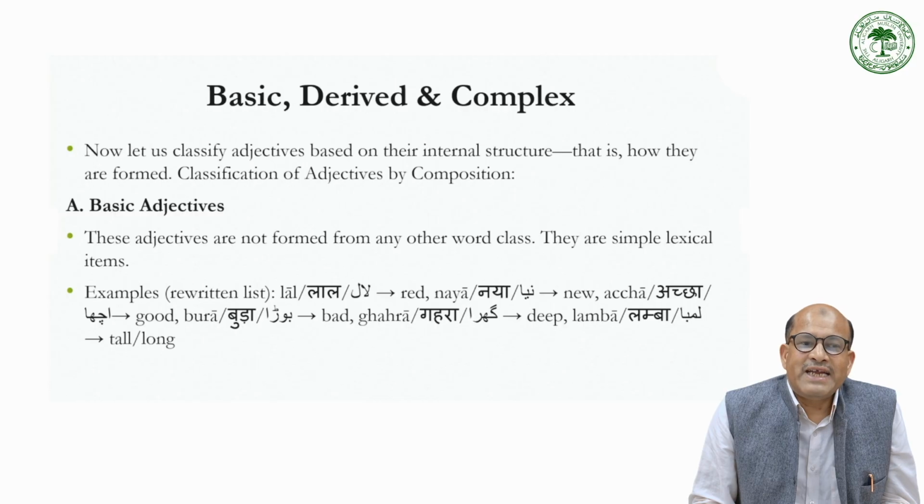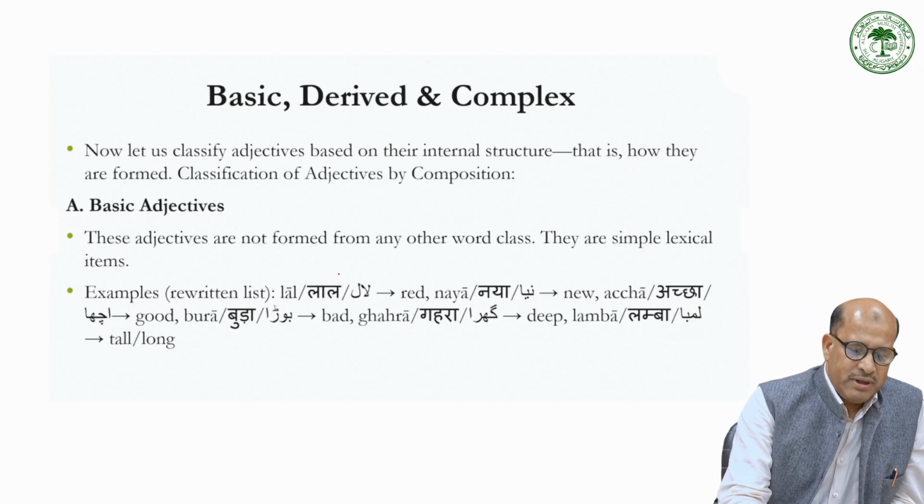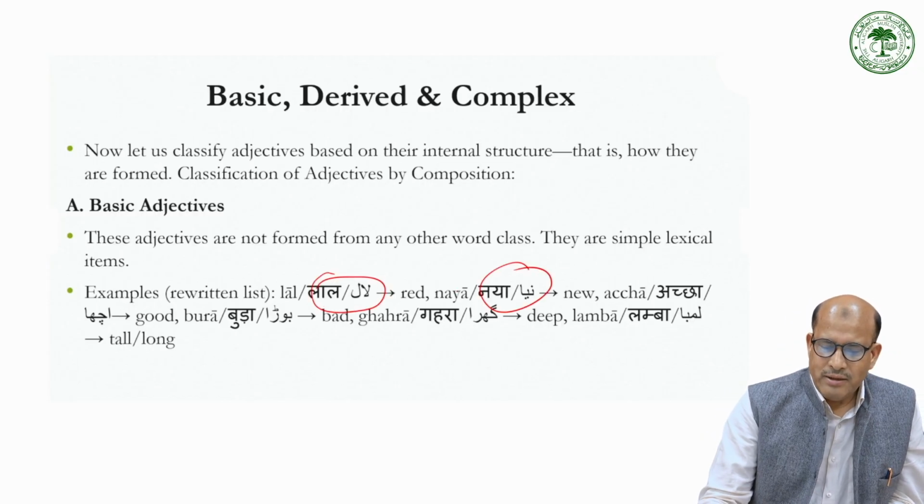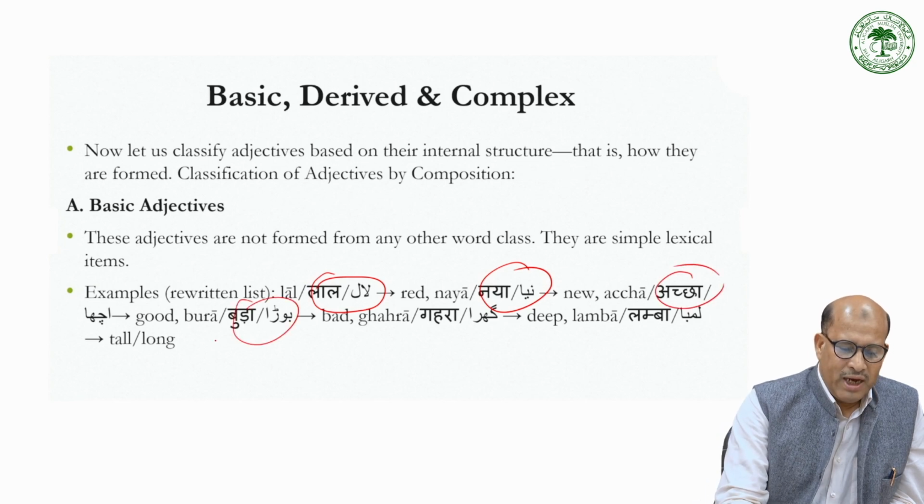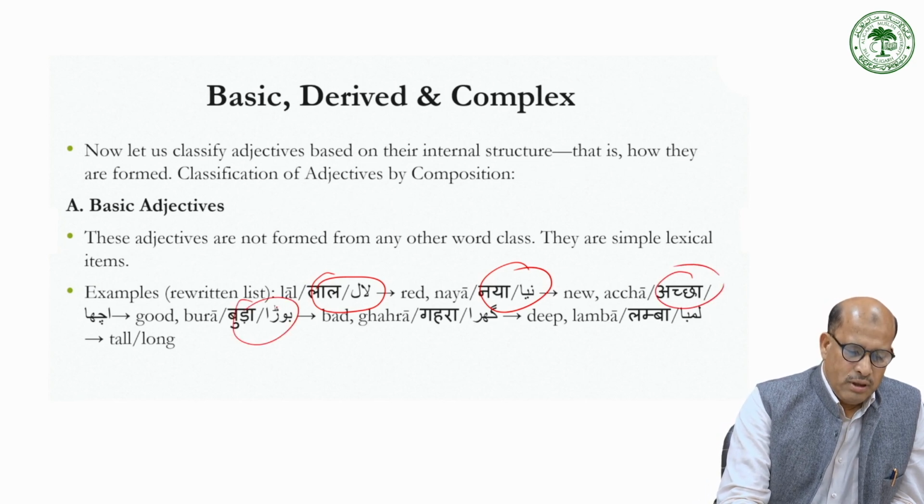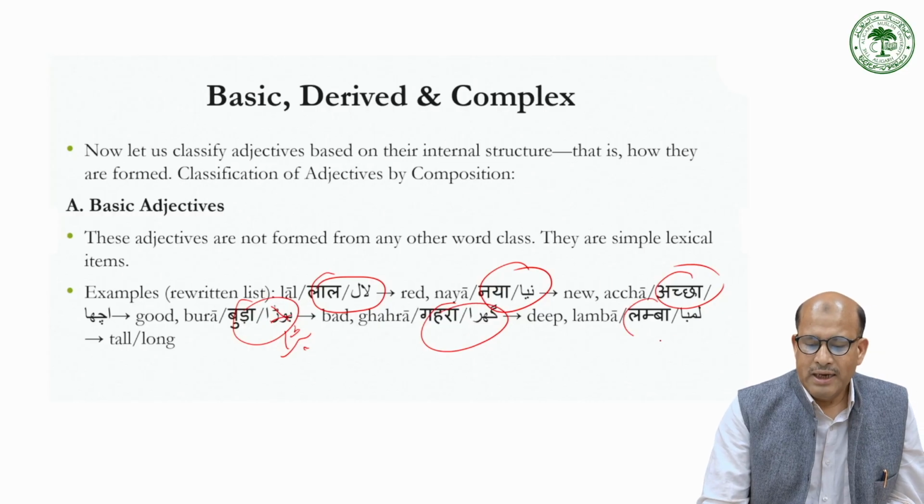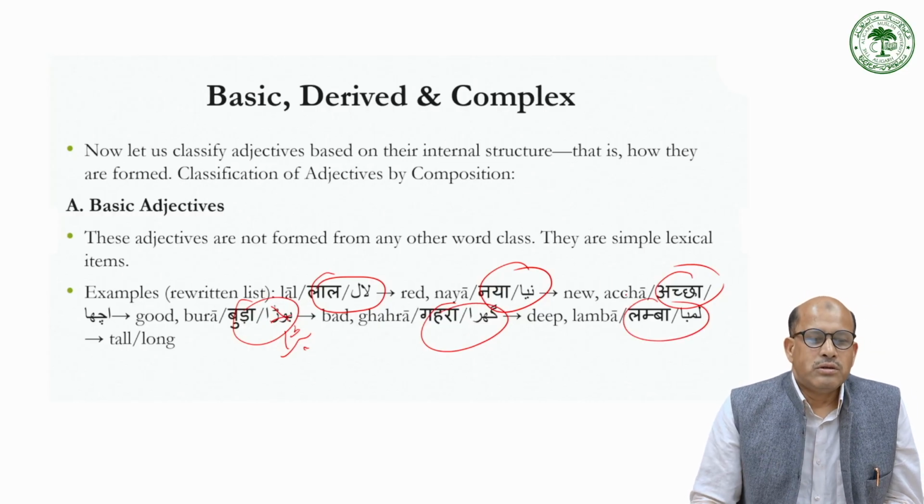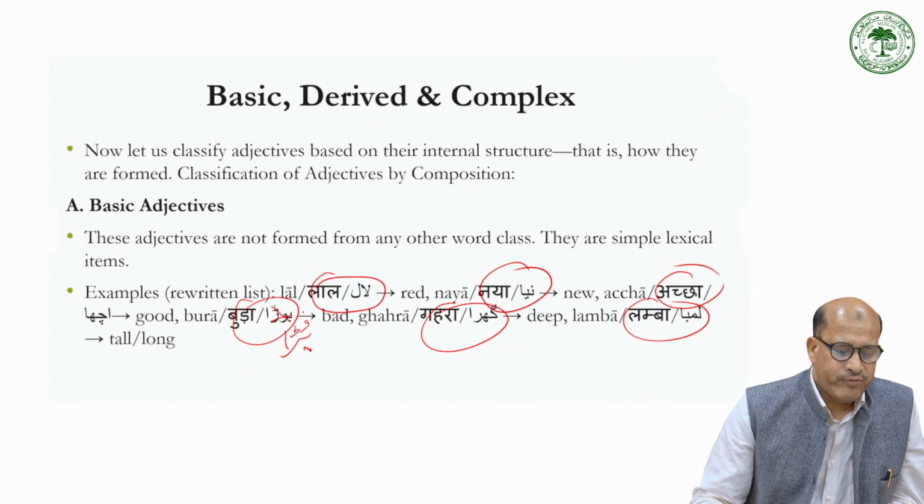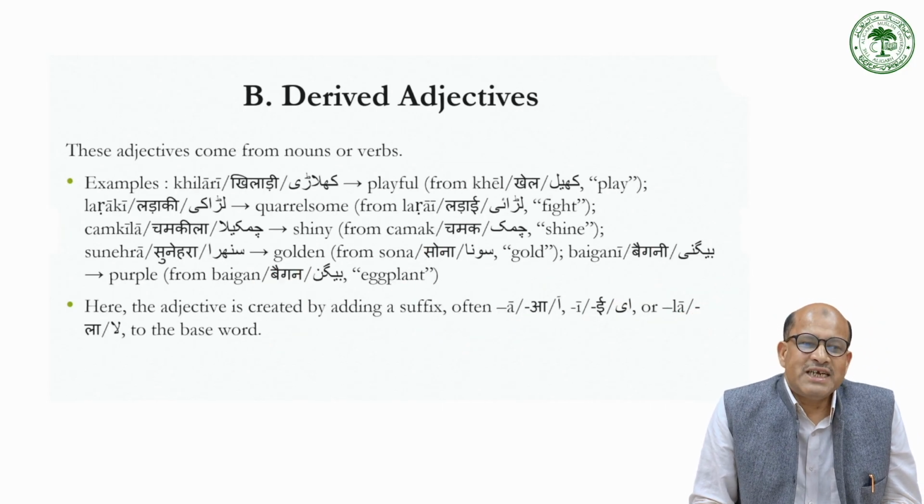Now let us classify adjectives based on their internal structure, that is, how they are formed. Classification of adjectives by composition: lexical items. For example, lal, naya, अच्छा, बुरा, gahra, and lamba. Then we also have derived adjectives.